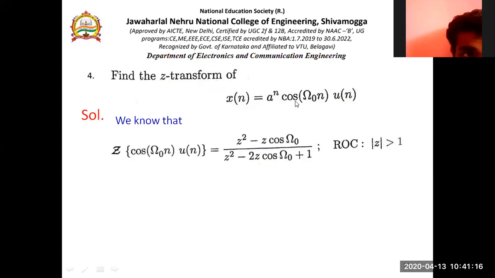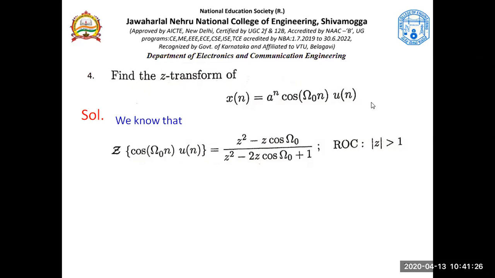Before finding the Z transform, we should understand the Z transform of cos omega naught n u of n. This we have found out. It was given for the assignment. I don't know how many of you solved that. If you solved that, it's easy. This is how it is going to look: the Z transform of cos omega naught n u of n.